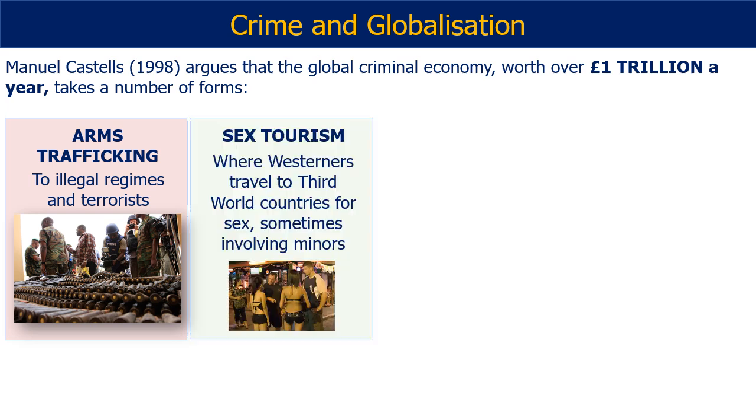The second one is sex tourism, and this is mostly where Westerners, okay, people from the Western Hemisphere, travel to developing world countries usually, but not exclusively, for sex. Sometimes this involves minors. So obviously there are very rigid and strict laws, as well as ideologically dominant ideologies that are completely disdainful of this kind of practice in the Western world, but it's easier for people to commit these crimes in the developing world.